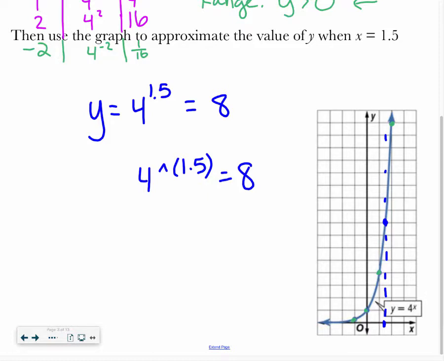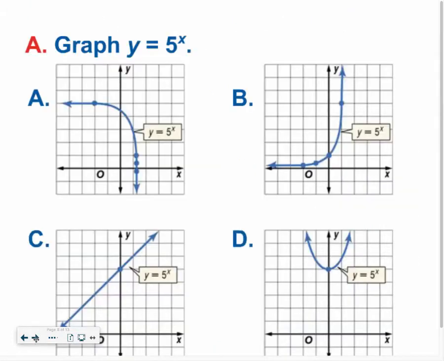Start by making an XY table. Make sure to plug 0 in for x, that way you get a y-intercept. And then state your domain and range. Remember, domain is typically all real numbers. Your range is typically going to be y is greater than 0.